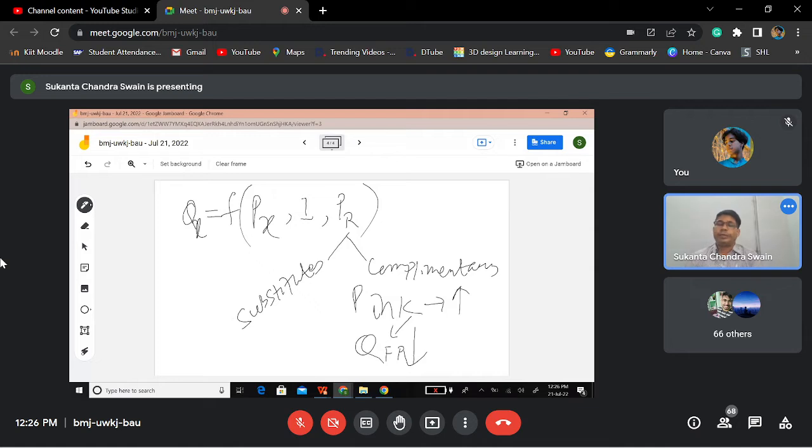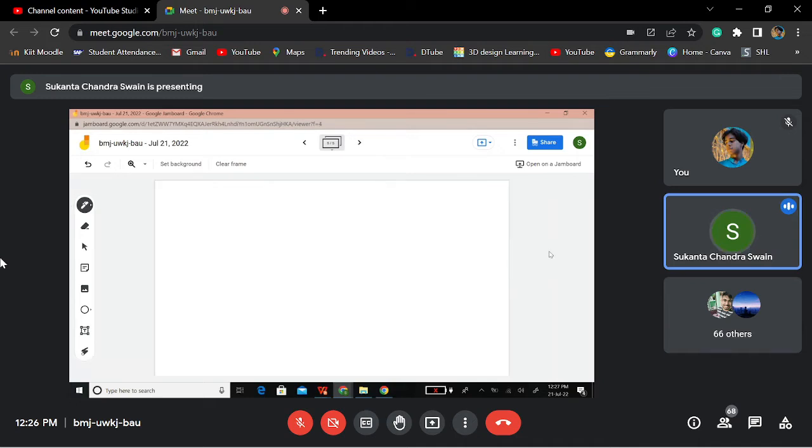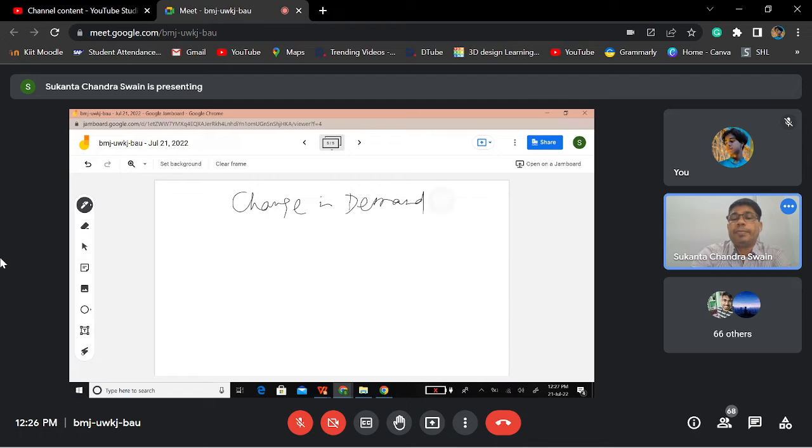So we can conclude that these are the three factors, three determinants, three variables: price of the same commodity, income of the consumers, and prices of the related commodities that influence the demand for any commodity. Okay. So then we will go to define change in demand versus change in quantity demanded.